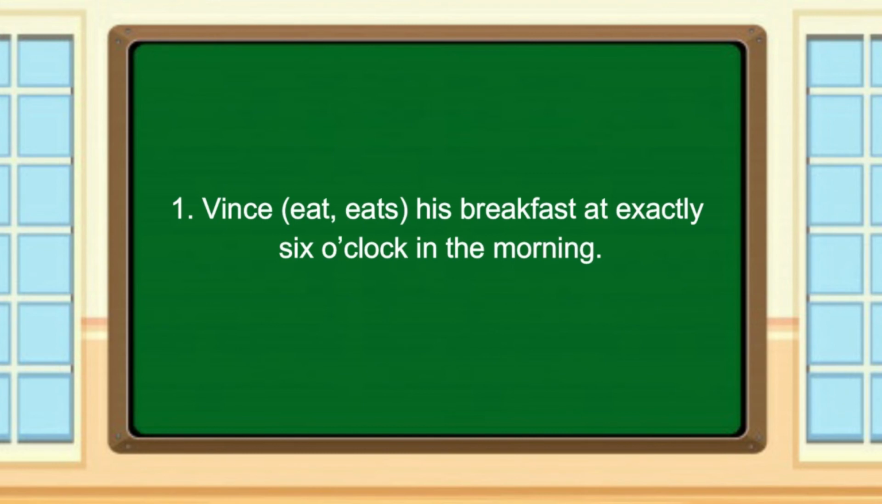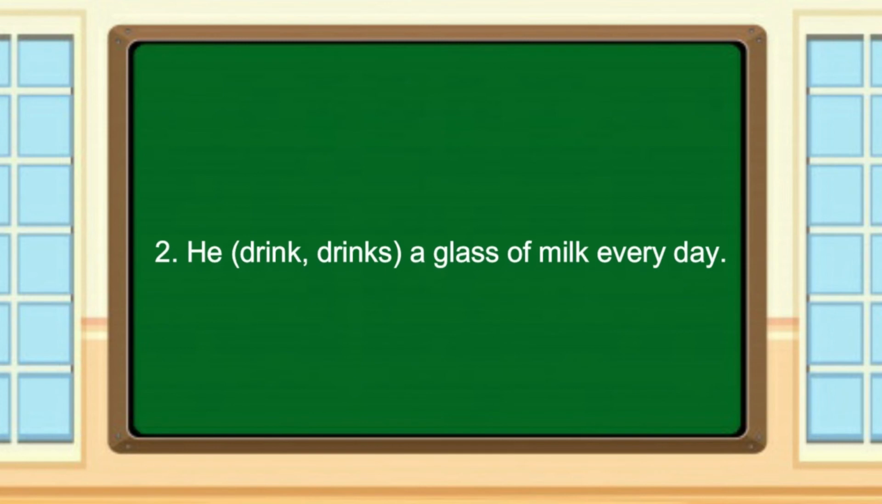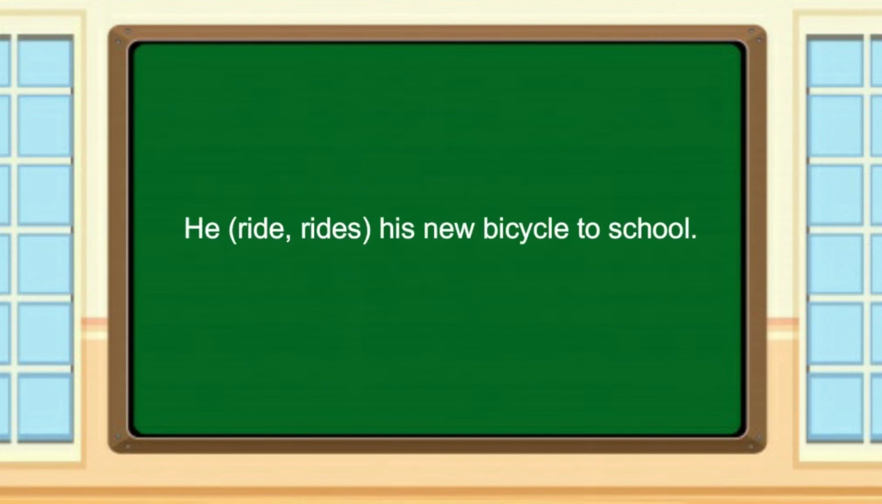Vince eats his breakfast at exactly 6 o'clock in the morning. Right. Number 2. He drinks a glass of milk every day. Outstanding! Number 3. He rides his new bicycle to school. Amazing! He rides his bicycle to school.